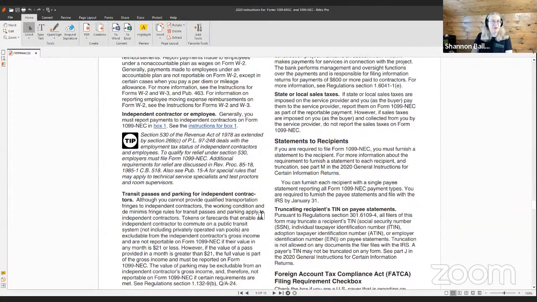Independent contractor or employee. Generally, you must report payments to an independent contractor on Form 1099 NEC Box 1.